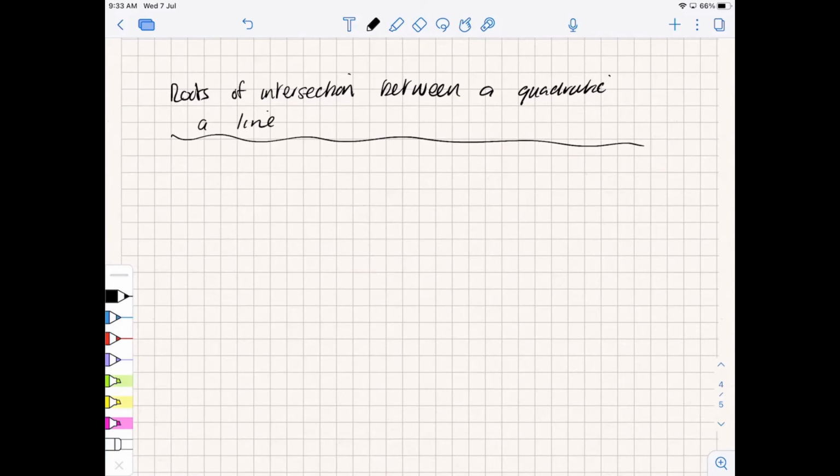If I asked you for the roots between a line and a quadratic, what are those points of intersection? What can you tell me about the two equations? They're equal to each other. Yeah, they're equal to each other. In order to be intersecting at those exact points, those two equations happen to be equal to each other.